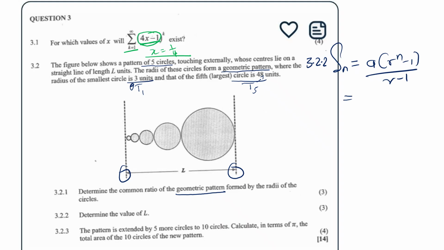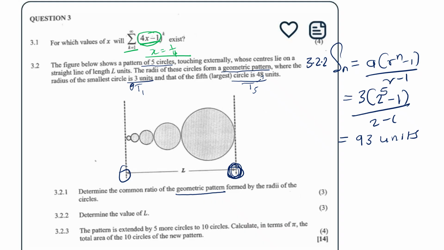And now our a is 3, right? Our a is 3, our r is 2, and our n is 5. The largest circle here is the 5th, so 2 to the power 5 minus 1, divided by r, which is 2 minus 1. Therefore the value of L is going to be 93. If you punch this on a calculator, you're going to have 93 units.